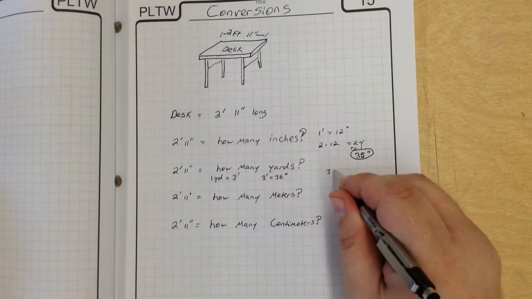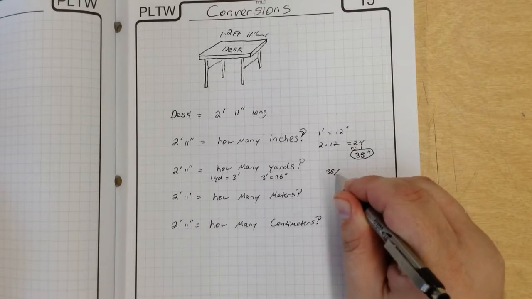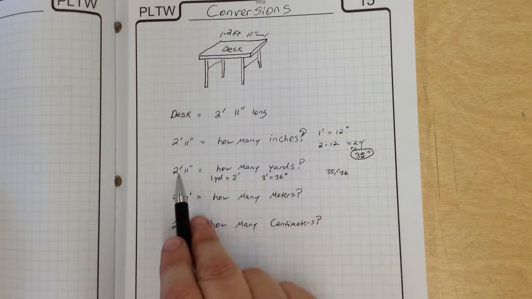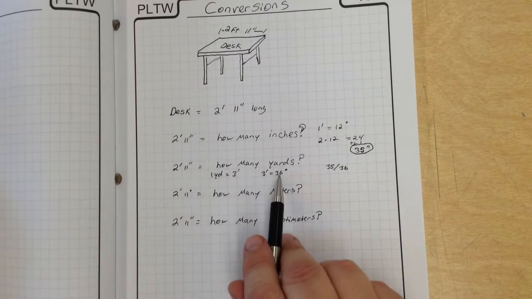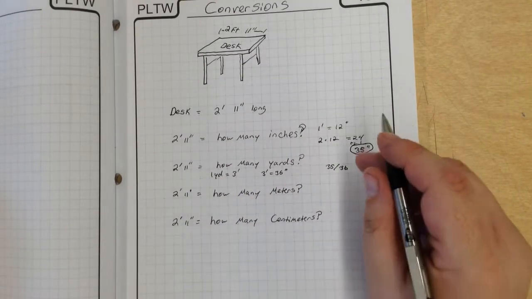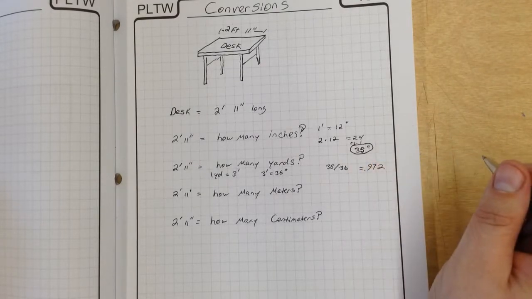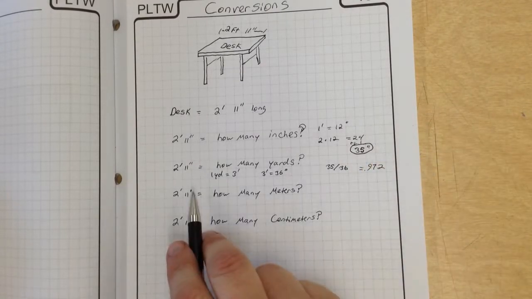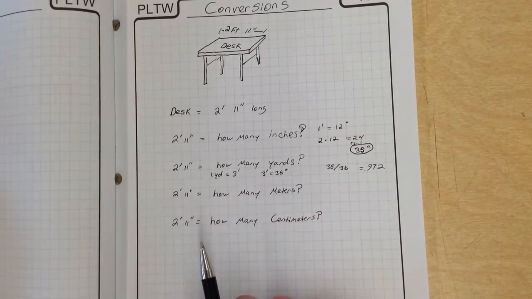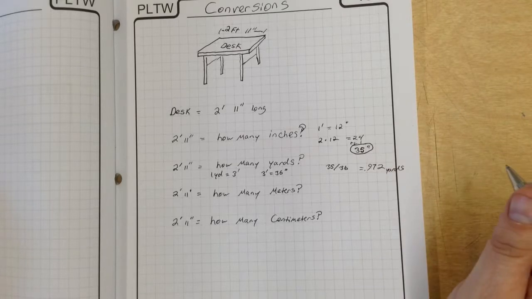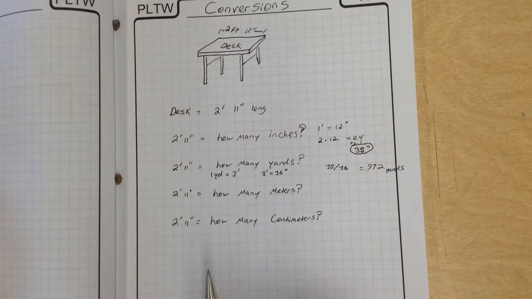If we take 35 inches and divide it by 36 inches, because 35 inches is the measurement we have, 36 inches is how many inches in a yard, we are given 0.972. So 2 foot 11 is 0.972 yards. Okay? And now let's check out how many meters. This gets a little bit more complicated.